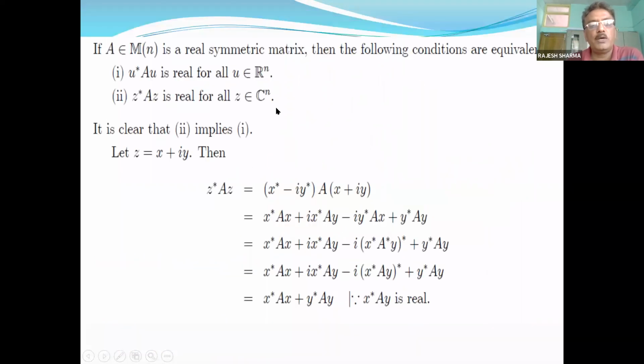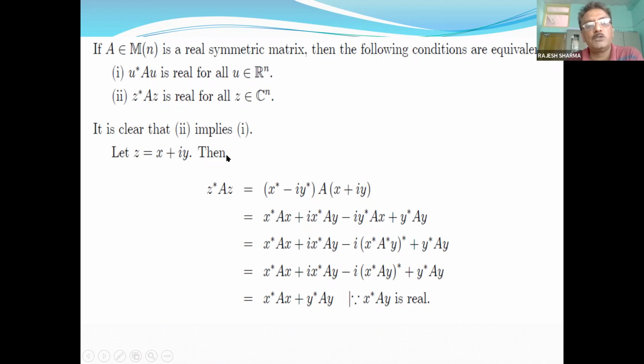It may also be noted here that if A is a real symmetric matrix, then the following conditions are equivalent. 1: u^* A u is real for all u belonging to R^n. 2: z^* A z is real for all z belonging to C^n. It is clear that 2 implies 1, because if 2 is true for all complex vectors, this is also true for real vectors.